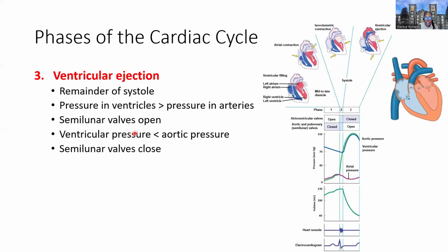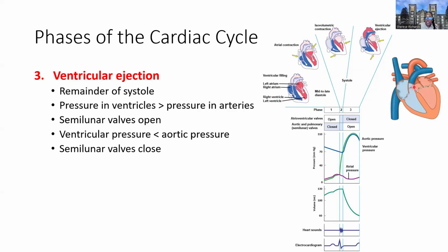Phase three, which is ventricular ejection, this is the rest of systole. So systole, which is the contraction of the ventricles, starts in phase two, and then it ends in phase three. Now we have enough of a pressure differential for blood to leave the ventricle. Pressure is higher in the ventricle than it is in the artery, and so now it's going to be able to open up the semilunar valves passively, and blood can leave the ventricle into the artery.